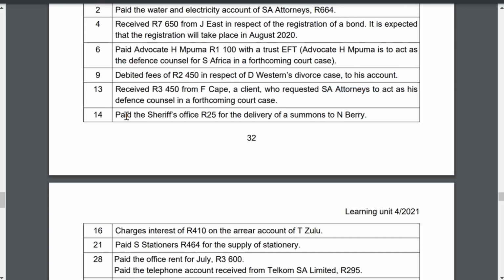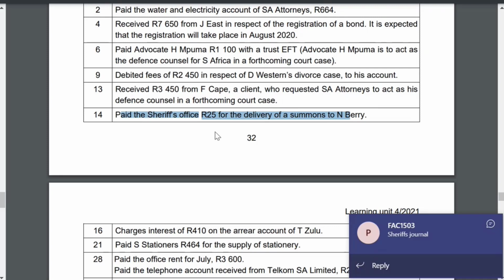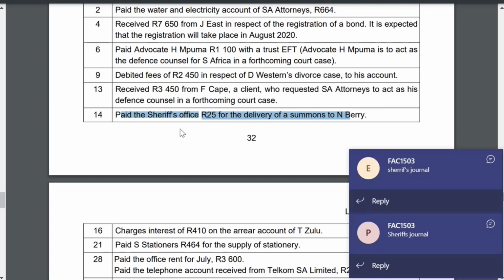And then number 4, SA attorneys paid sheriff's office 25 Rand for the delivery of assignments to N. Berry. In which books of first entry, transaction number 14. So number 14 is paid sheriffs.